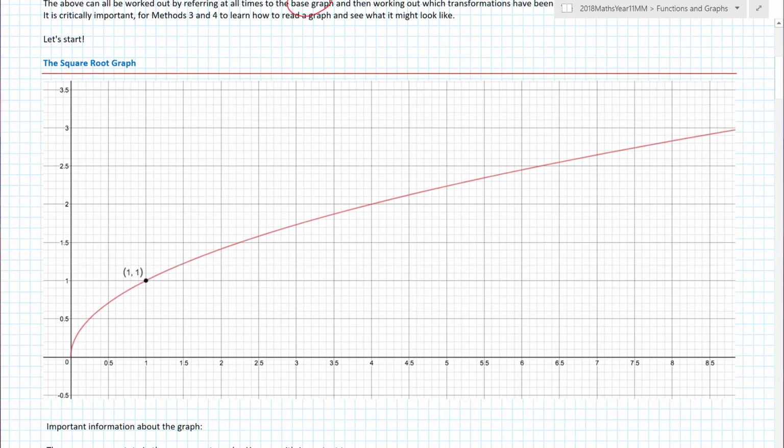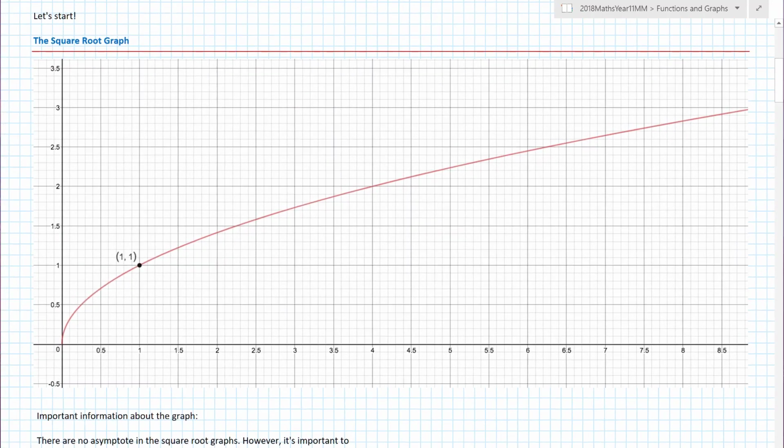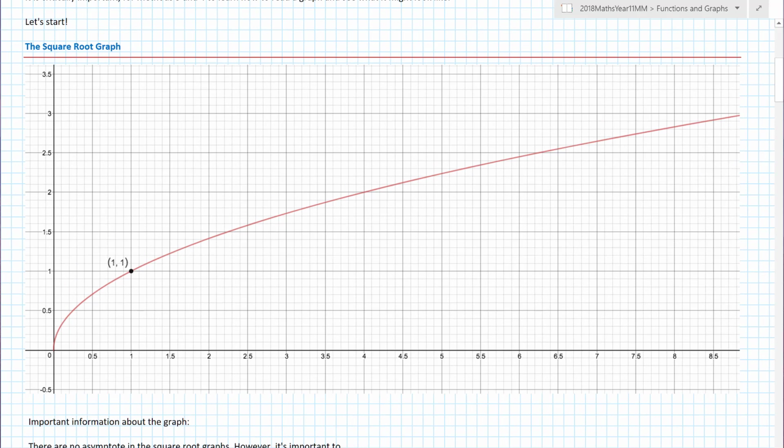Here we go. The excitement is building. This, ladies and gentlemen, is the graph, otherwise known as the square root graph. The equation is given by y is equal to the root of x. And as you can see here, it has this point here at 0, 0. So that's critically important. The base graph starts at 0, 0. And it has this point here, 1, 1. Funny how that seems to appear on so many different graphs.